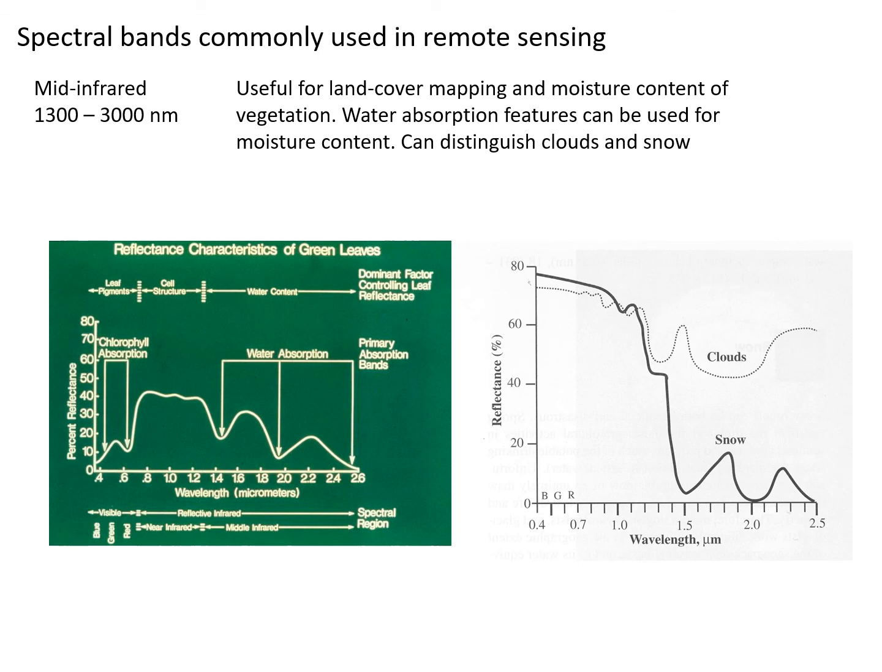Mid-infrared is useful for land cover mapping and the moisture content of vegetation because we have those water absorption features. You can also distinguish clouds and snow.